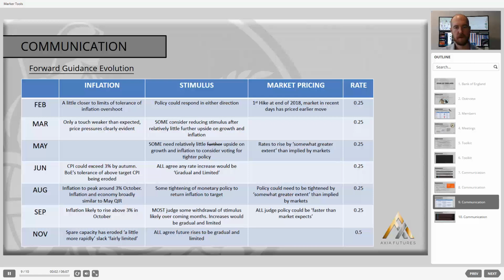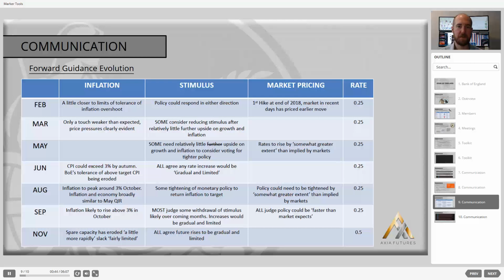Okay, here we have the evolution of Bank of England guidance throughout 2017. First up, beginning of the year, rates unchanged, 0.25%. So what the Bank of England says is it has little closer to limits of tolerance for inflation overshoot, therefore saying that inflation can't rise too much further before they may have to consider a change to monetary policy. They do, however, maintain a reference that rates could respond in either direction. So they could still add stimulus if they don't see inflation growing and if there is another shock to the economy, i.e. Brexit.